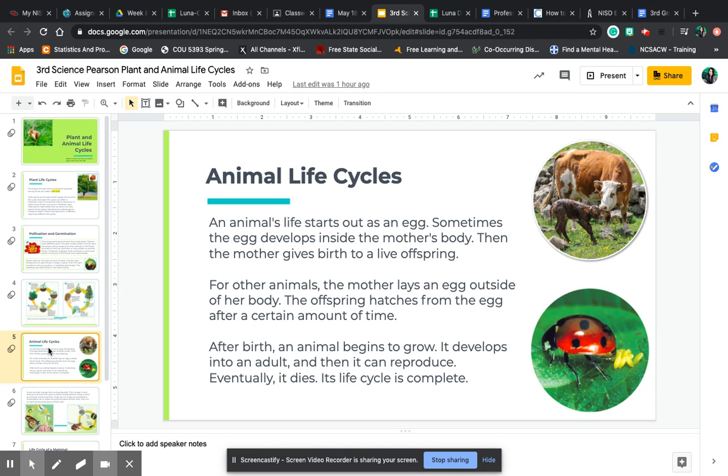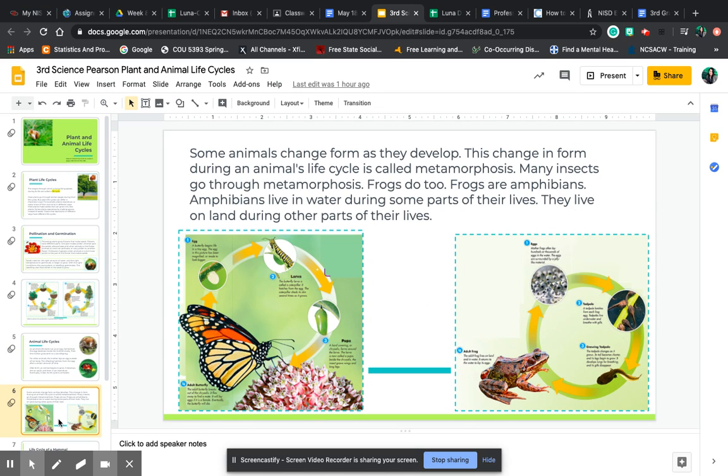After birth, an animal begins to grow. It develops into an adult and then it can reproduce. Eventually, it dies. Its life cycle is complete. So animals change form as they develop. The change in form during an animal's life cycle is called metamorphosis.